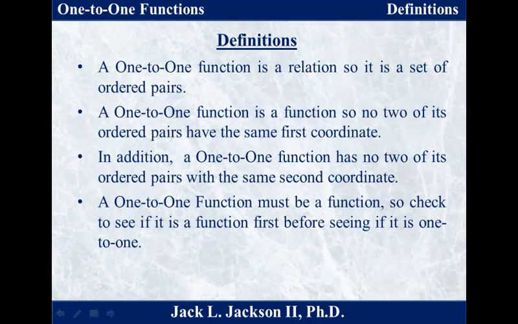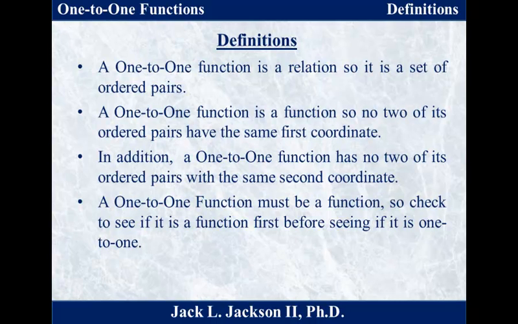A one-to-one function is a relation, so it's a set of ordered pairs, so it still has all the properties of a relation. A one-to-one function is a function, so no two of its ordered pairs have the same first coordinate. In addition, a one-to-one function has no two of its ordered pairs with the same second coordinate. So notice that a one-to-one function must be a function first. So we must check to see if it's a function before seeing if it's one-to-one. That's sort of like saying it can't be dark blue unless it's blue.